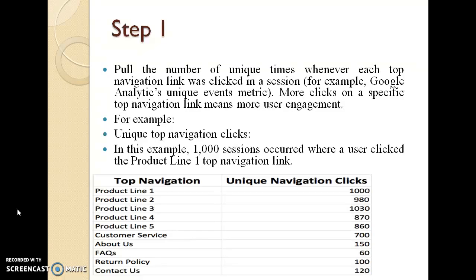In this example, 1000 sessions occurred where a user clicked the product line 1 top navigation link. For the given example, 1000 sessions or users had navigated product line 1, 980 users had navigated product line 2, 1030 users had navigated product line 3. From this observation, we can see that product line 3 is mostly engaged by the people, so it occurs as the top navigation link.